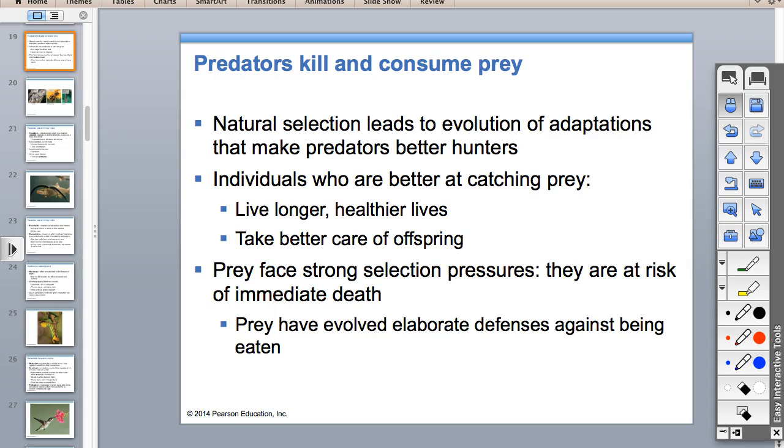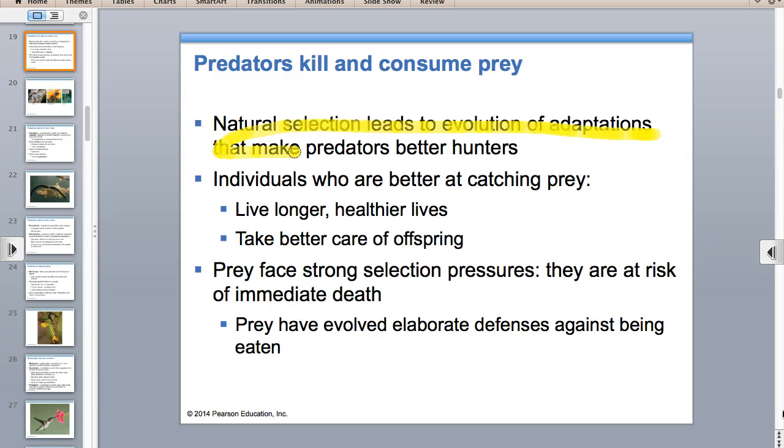Natural selection is going to make predators better hunters, because those that can hunt well will live and reproduce. Not rocket science, really. So prey are going to have these stronger selection pressures, and so what ends up happening is you have this coevolution.